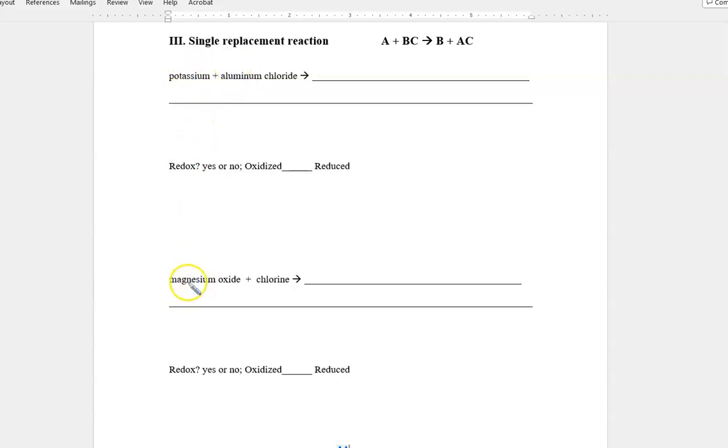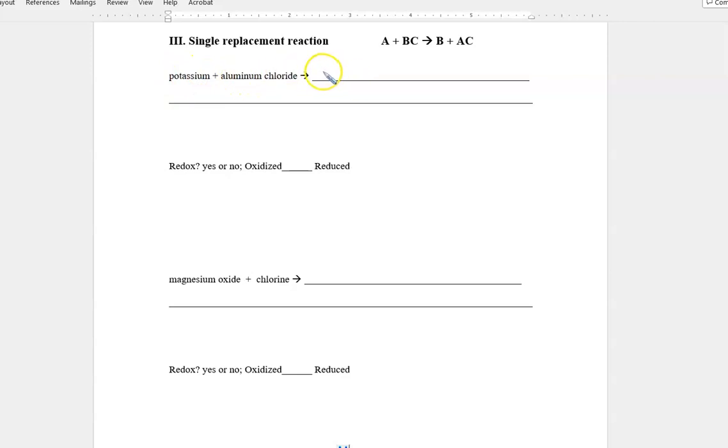So down here in our second example, you've got magnesium oxide. So this is our compound. Chlorine is our single element. Chlorine is a non-metal, so the non-metal is going to replace the non-metal portion of the compound. So chlorine is going to kick out the oxygen. So how are you going to know what gets kicked out by itself? It depends on what started out as a single. So potassium is going to kick out aluminum.